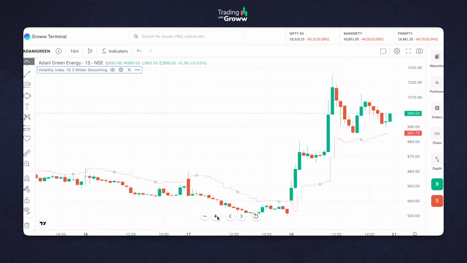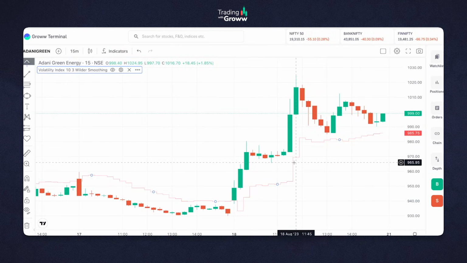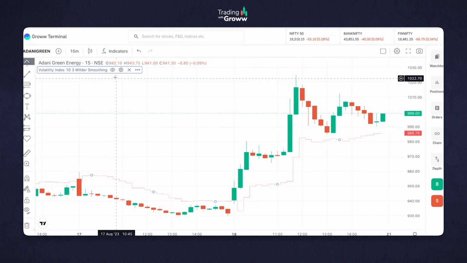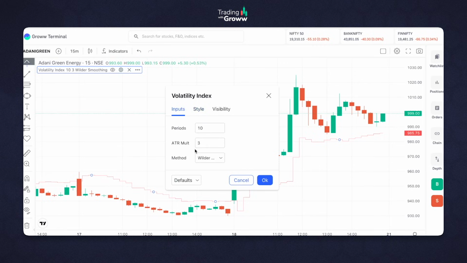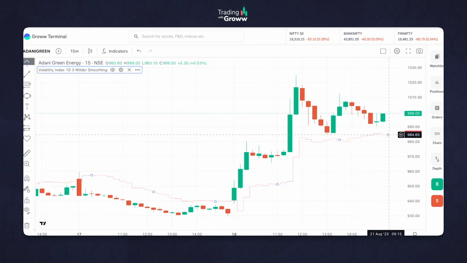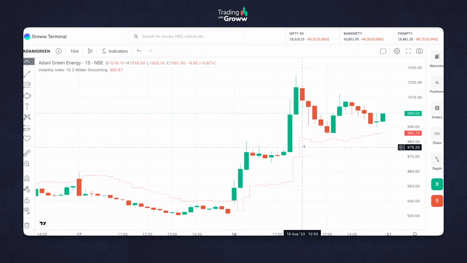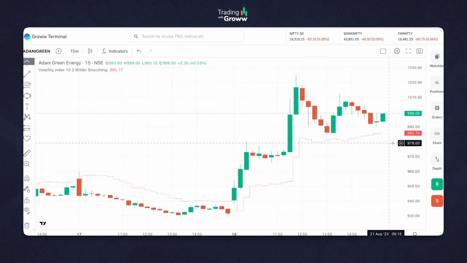So this is the line. It automatically plots the overall volatility of the markets, and based on the ATR, the average true range, it considers what the current average true range is and multiplies that with 3 so that you get a much better level, so that it doesn't give you whipsaws very often. So here as you could see, it keeps plotting these levels. So only when it goes below this level, so currently 985 is your new trailing stop loss level for Adani Green, only when it goes below this level, you have to exit it.